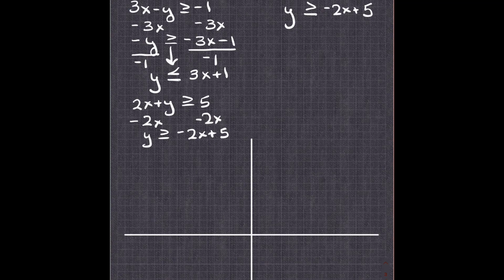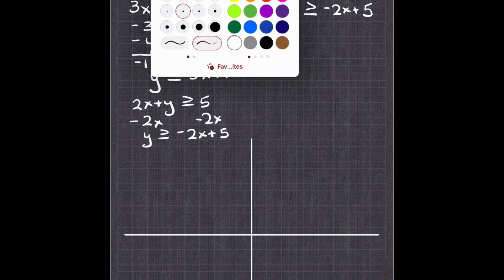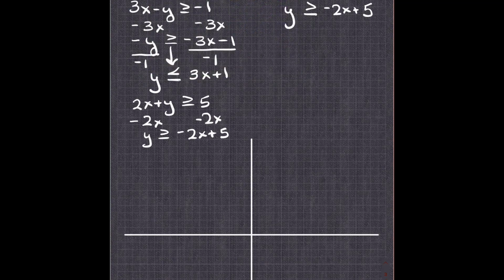In the first one, plus 1 is my y-intercept. Let's grab a color. It would be right here, and my slope is 3. So I'm going to rise 3, run 1. And I do want a solid line because that or equal to bar is there. I have something that looks like this.